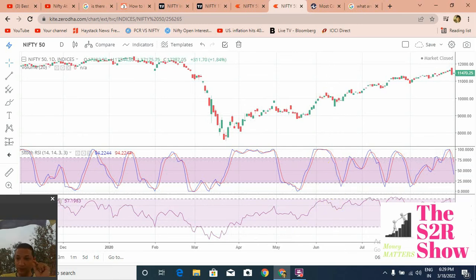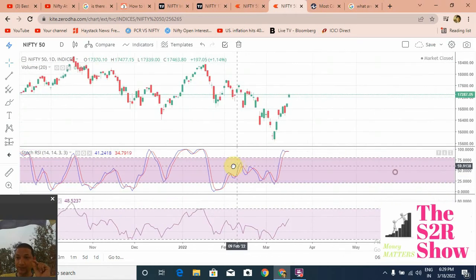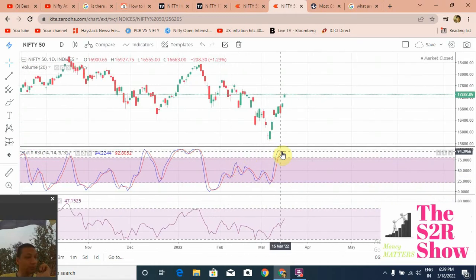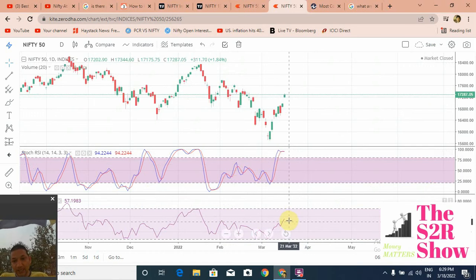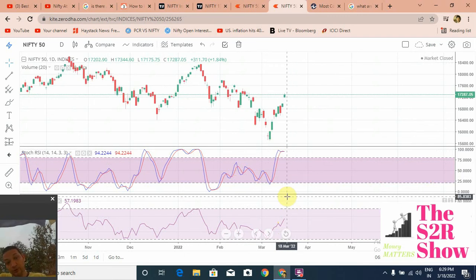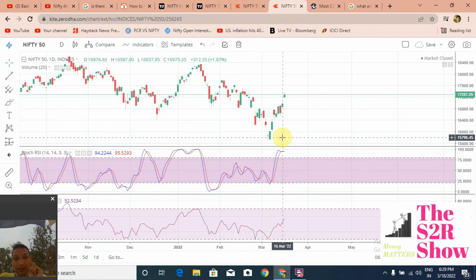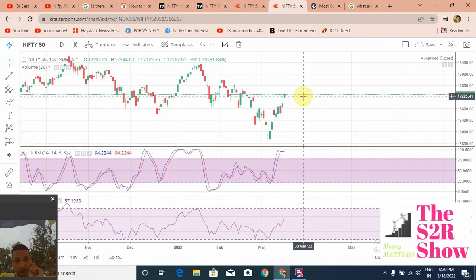What I am trying to say here is that the Stochastic RSI is at the overbought region, but the RSI is still not overbought, so there are chances that it will move from 56 to around 70. If it moves from 57 to 70 or 80, then maybe the Nifty may move 200-300 points more, so it may touch 17,500.